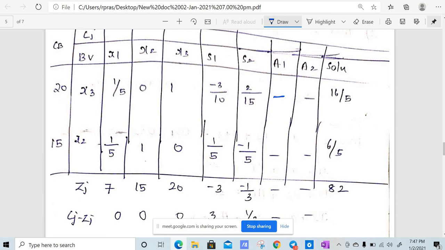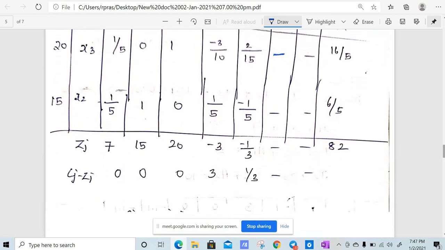And what is cj minus zj? You can see there is no M here because our a1 and a2 are already gone. If we had a1 and a2 here, then only we would have M, because the coefficients for a1 and a2 are M. But here, since we don't have a1 and a2, we don't have M values from now on. Find cj minus zj, and you can see all values are greater than or equal to 0.